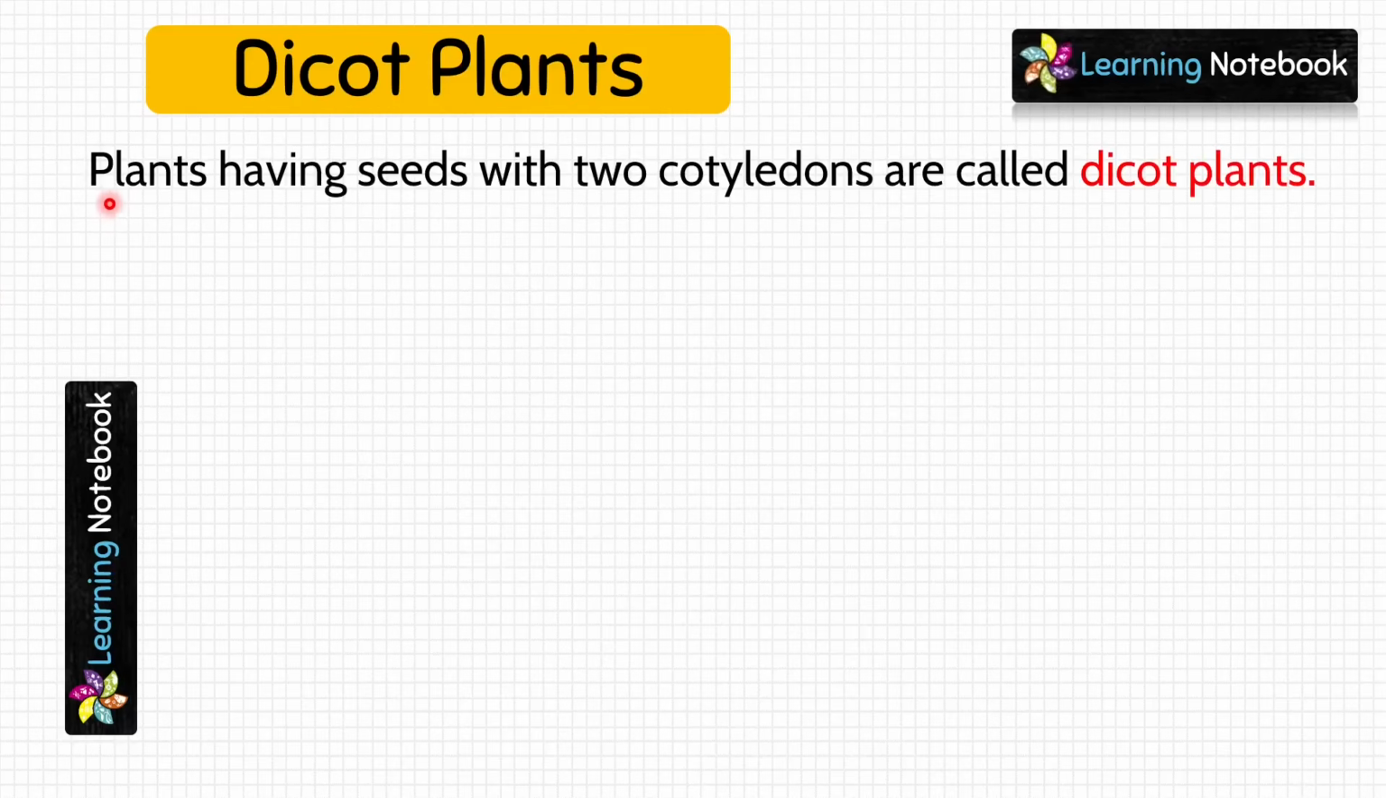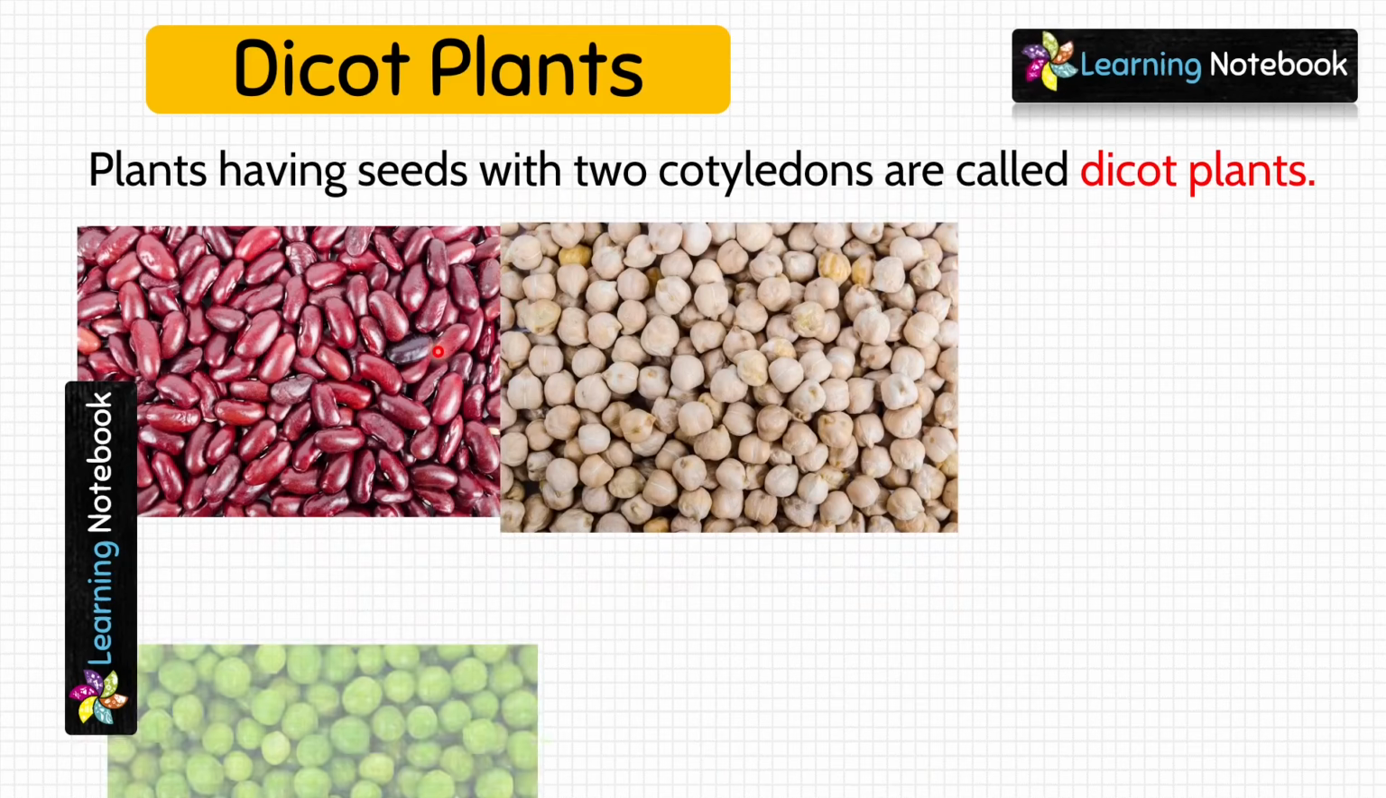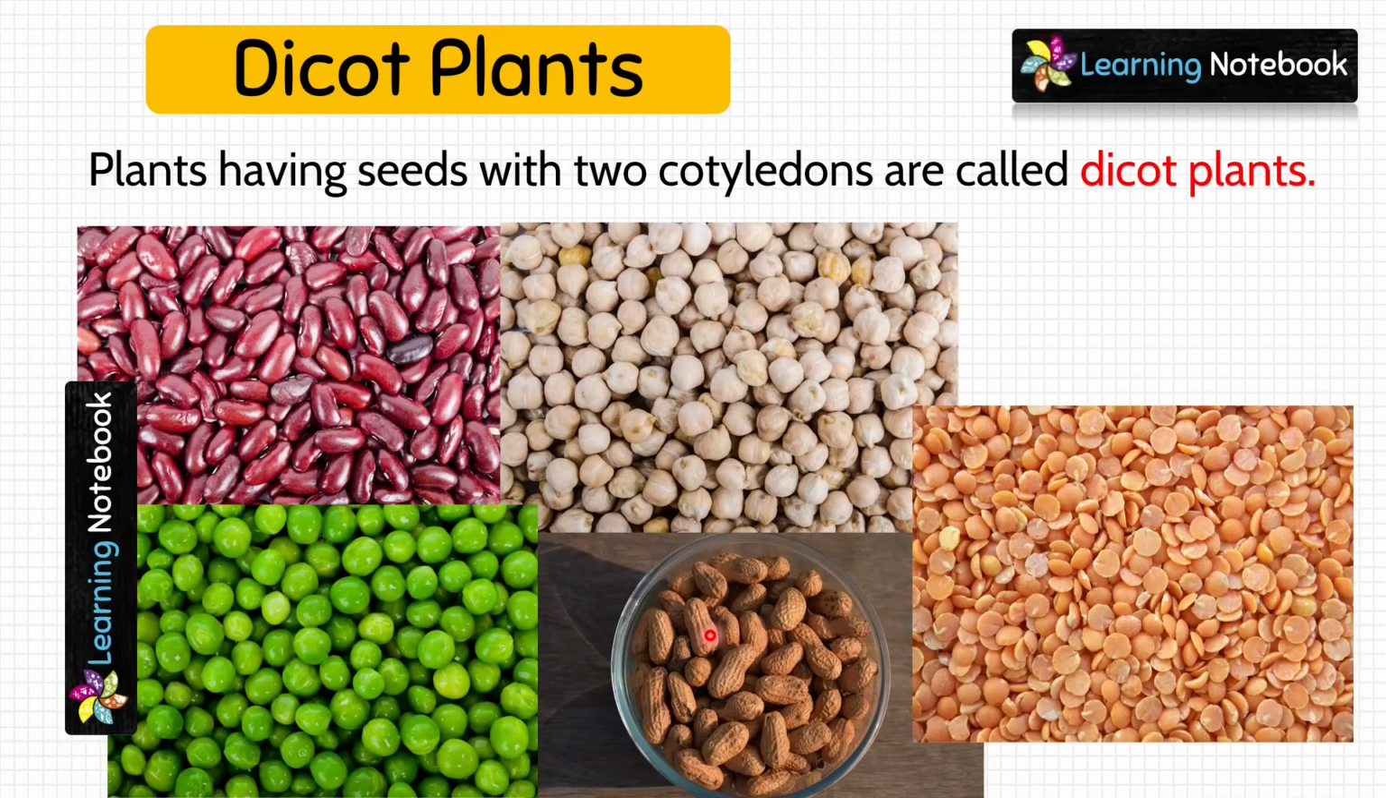Next, what are dicot plants? Plants having seeds with two cotyledons are called dicot plants. For example, beans, grams, peas, groundnuts, legumes. Seeds of all these plants have two cotyledons and thus they are called as dicot plants.